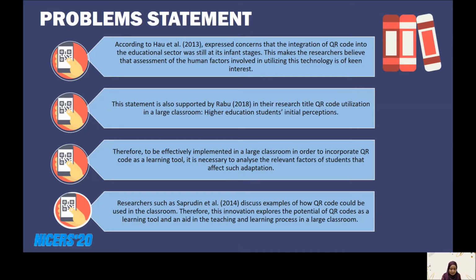Researchers such as Saprudin et al. 2014 discuss examples of how QR code should be used in the classroom. Therefore, this innovation explores the potential of QR code as a learning tool and an aid in the teaching and learning process in a classroom.